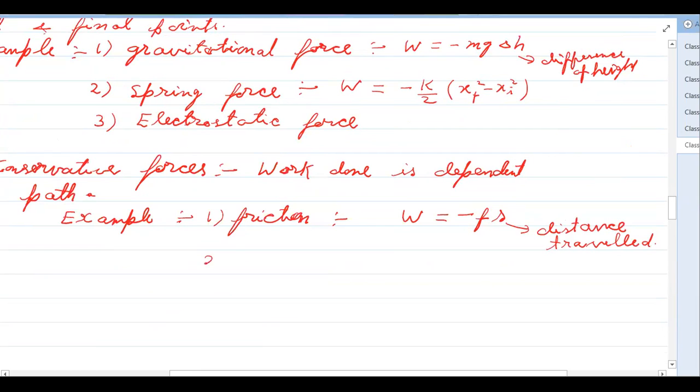Non-conservative forces include all kinds of resistive forces or viscous forces. Okay, so air resistance, water viscosity, all these come under the category of non-conservative forces. So we write viscous force, okay, all resistive forces, whatever resistive forces you have, all resistive forces are of this nature.